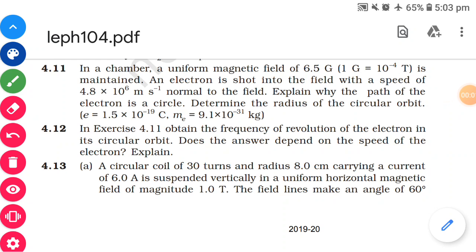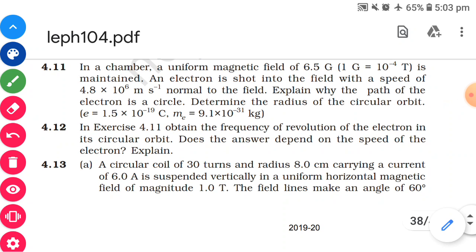Numerical number 11. In a chamber, a uniform magnetic field of 6.5 Gauss (1 Gauss is 10 raised to minus 4 Tesla) is maintained. An electron is shot into the field with a speed of 4.8 × 10^6 meter per second, normal to the field. Explain why the path of the electron is a circle, and determine the radius of this circular path.